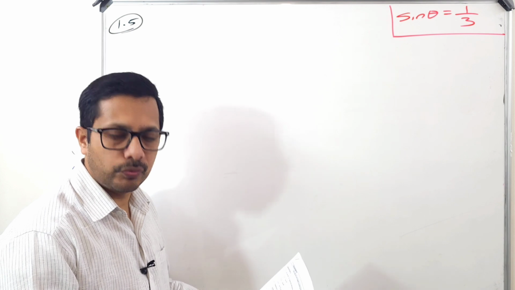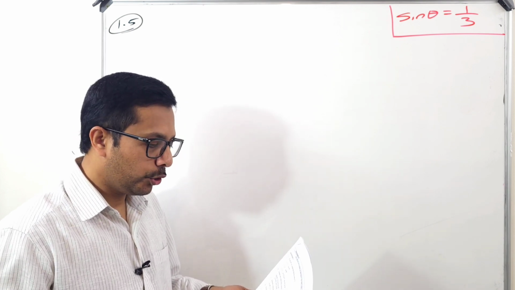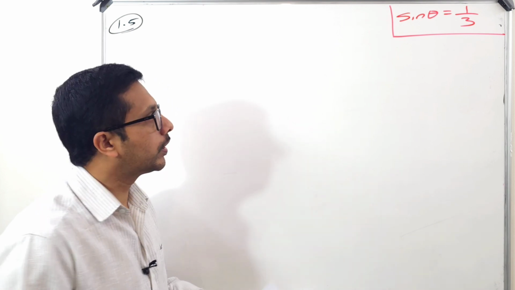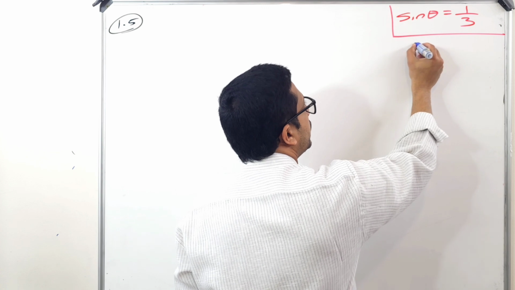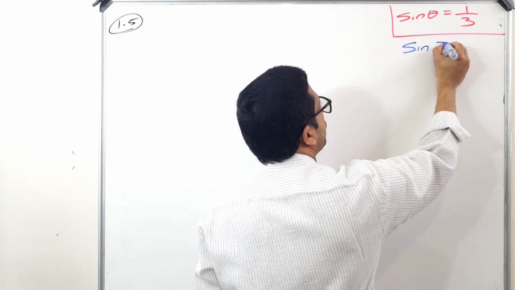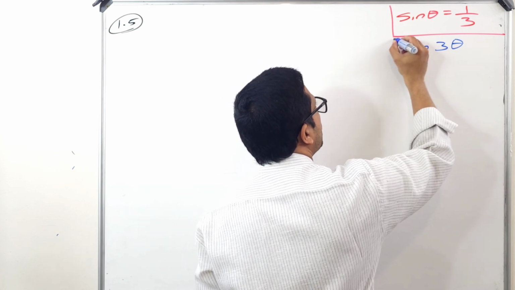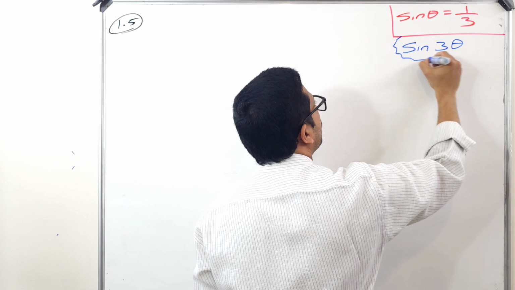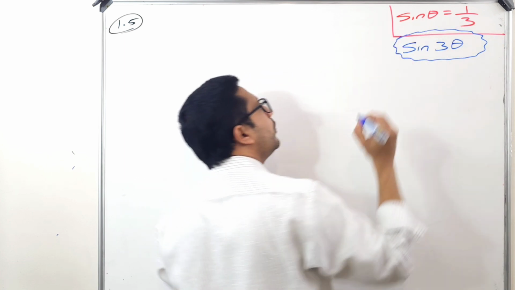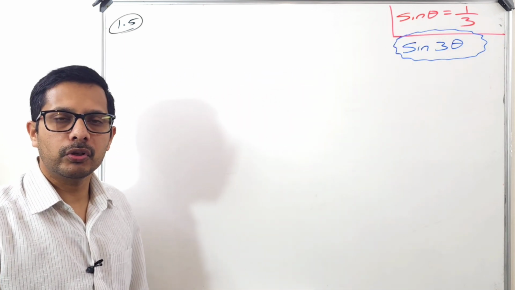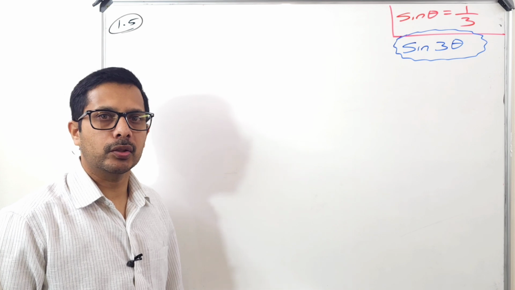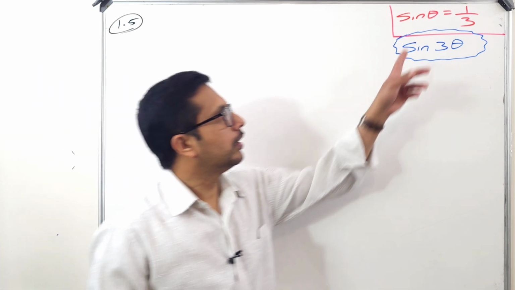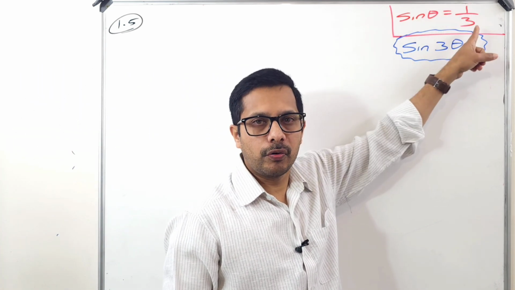And what you have to find? Calculate the numerical value of sine 3 theta. You have to find the answer of sine 3 theta. What is the meaning of numerical value? You have to find a number as an answer. Am I right? Okay. So what is given? Sine theta is equal to 1 over 3 is given.